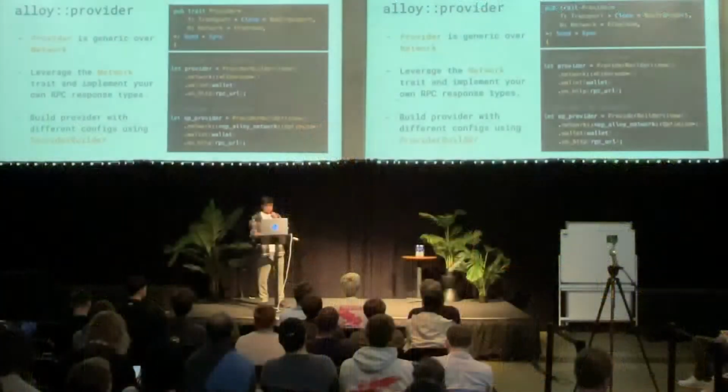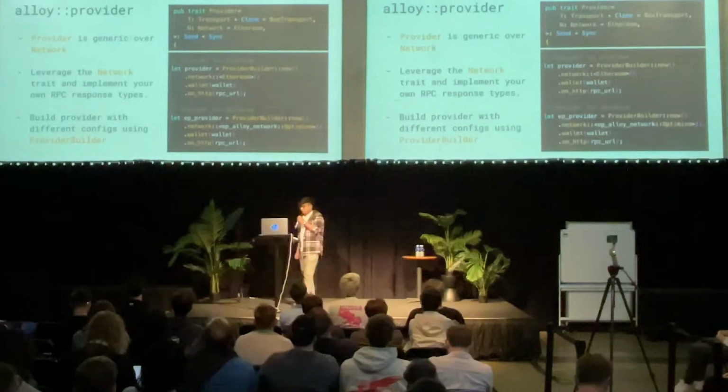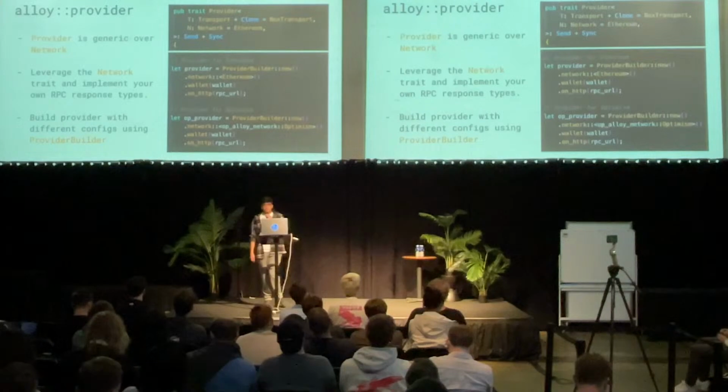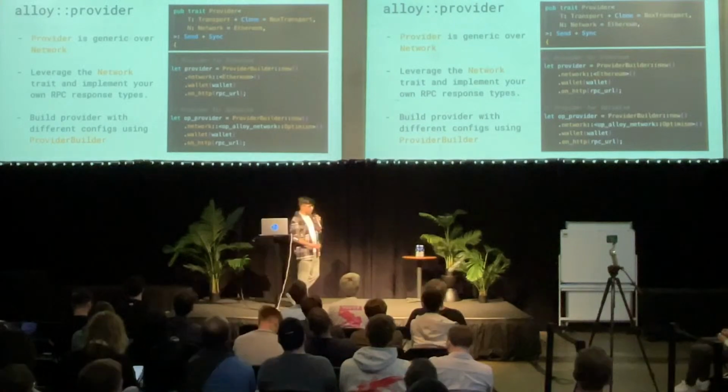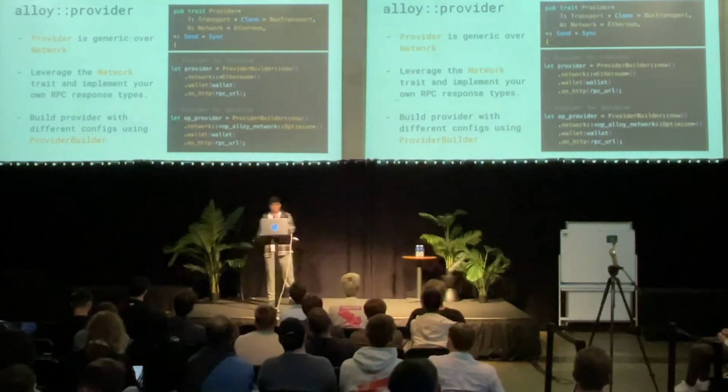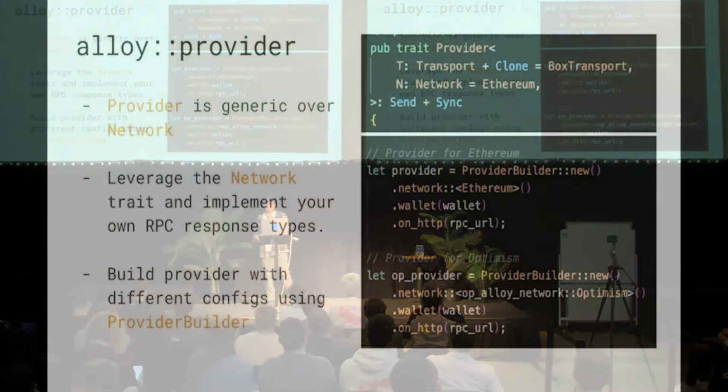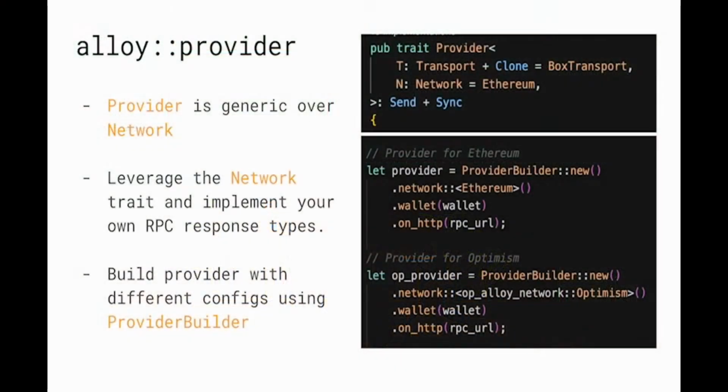Now getting into the Alloy provider, which is probably the most used part in Ethers. You have to interact with the network, and especially now in a multi-chain world, you want the provider to be generic over the network you're interacting with. This would enable you to interact with not only one network, but two or three or even more networks at once in the same code base without feature flags.